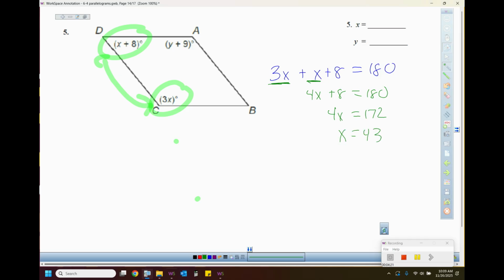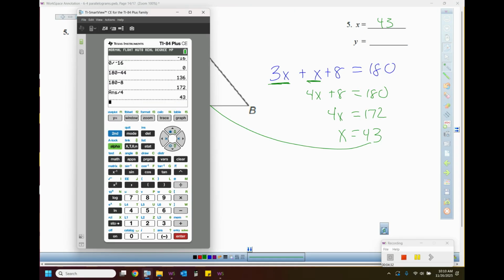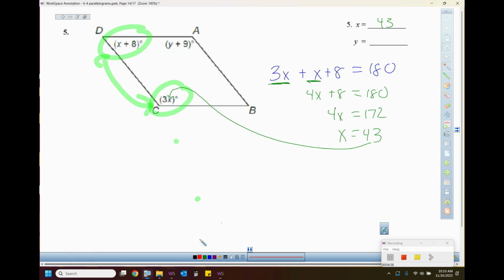But the crazy thing is, we need to use that to help us find y. So I need to substitute 43 in for x into either one of those. So 43 times 3 tells me that this angle right here is 129 degrees, because if x is 43, 3 times that would be 129. And now I can use this because these are opposite angles and they should be equal to each other. So if I set the y plus 9 equal to 129, I'm in business. All I have to do is subtract the 9 over, and I get me a 120 for that.